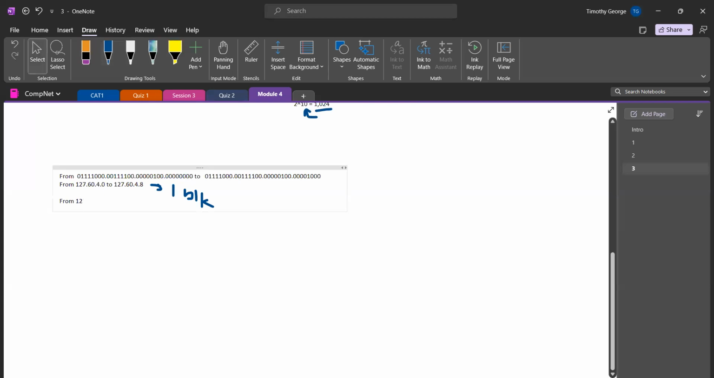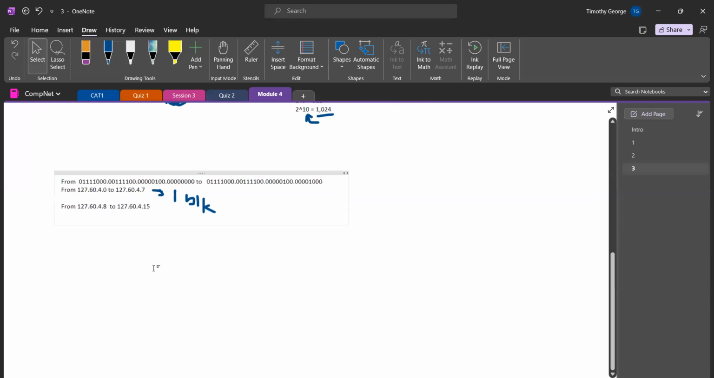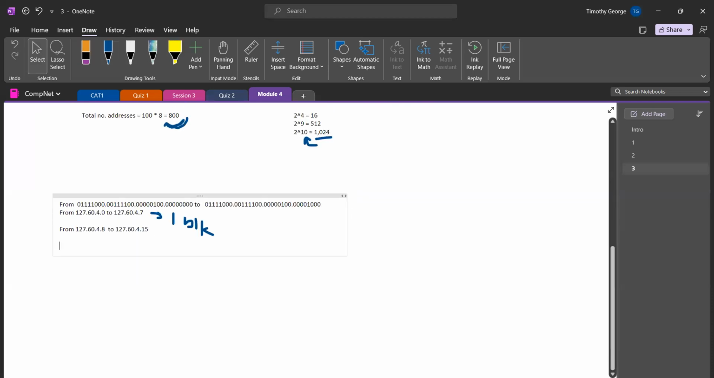The second one will be 127.64.8. Oh, so it won't be 8. So 0 to 7 is 8. And then we'll start from 8 to the next one, 127.64. How much? 15. Right? So you will go on like this. The next will be from 16 till 23. And that's how you'll go on. You don't have to write everything, but you can write how much.